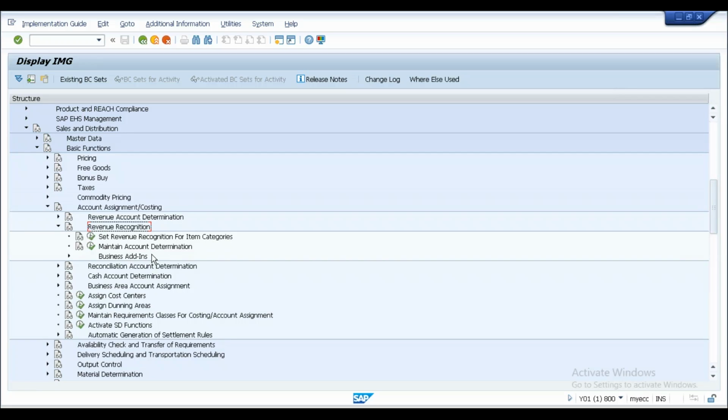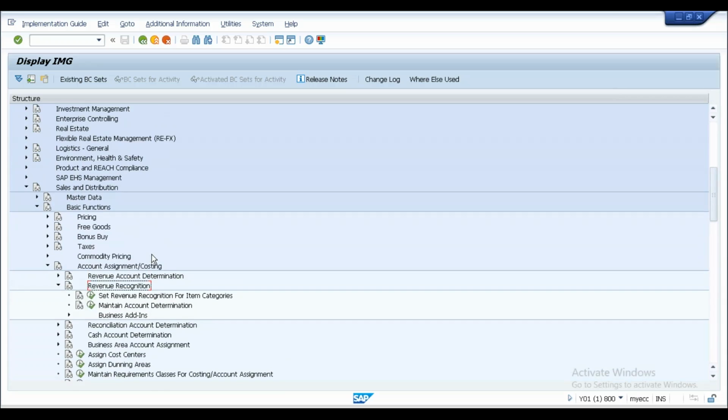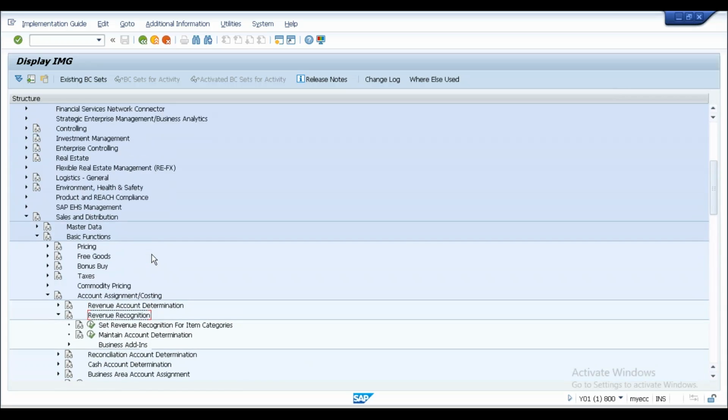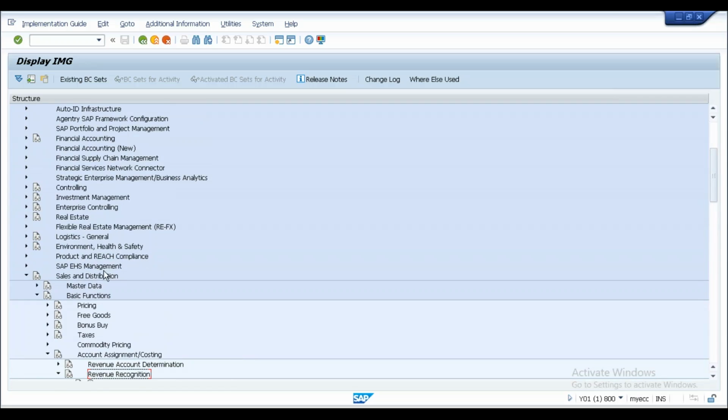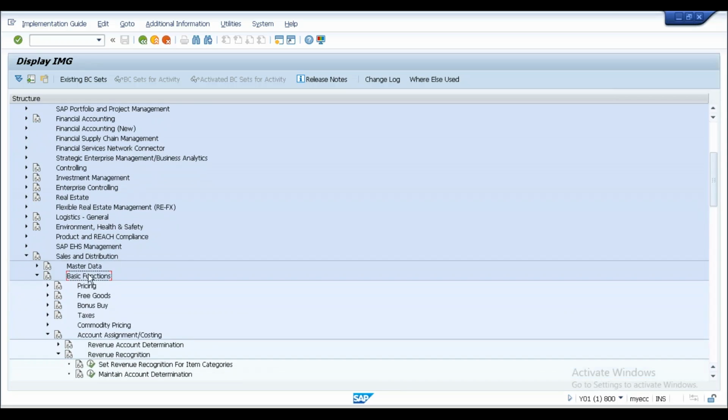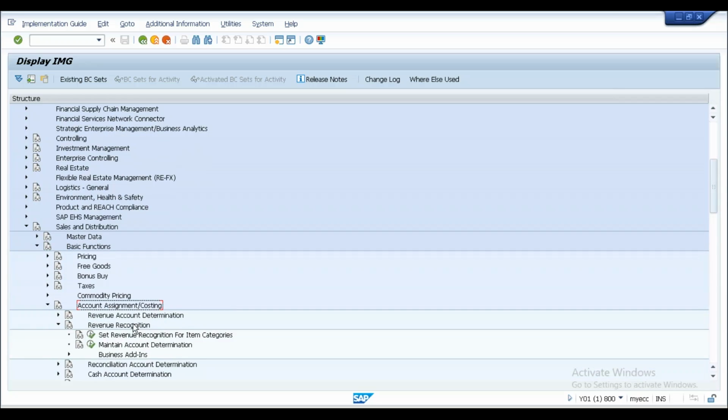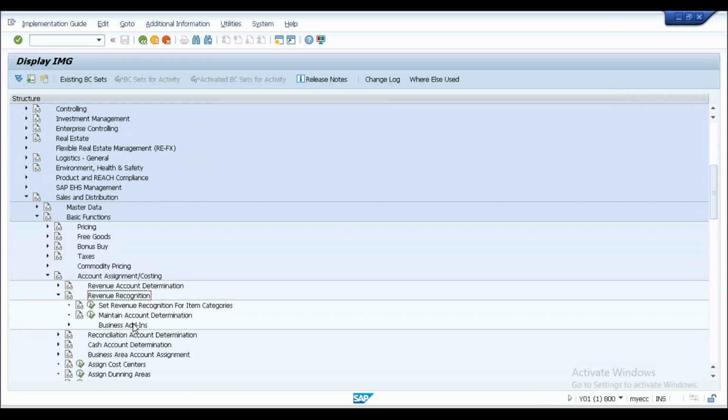Gaurav, can you please repeat? Yeah, you need to go to SPRO. Then there is a separate folder, as you know, for sales and distribution. Within sales and distribution, you have basic functions. Under basic functions, account assignment and costing. And then you have revenue recognition. Okay. Fair enough. Thank you.